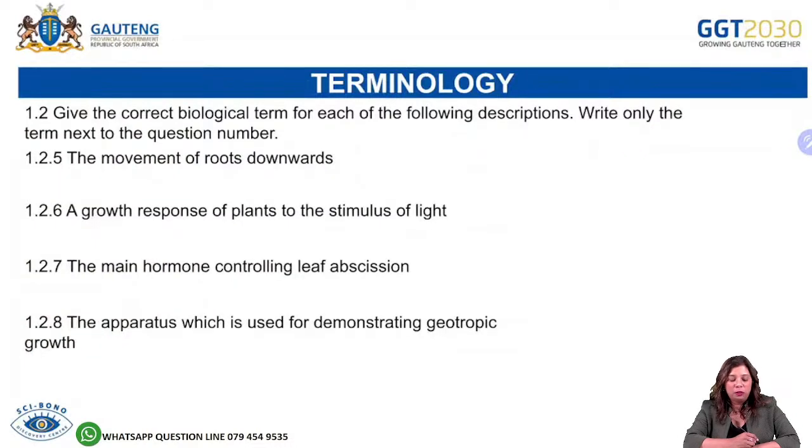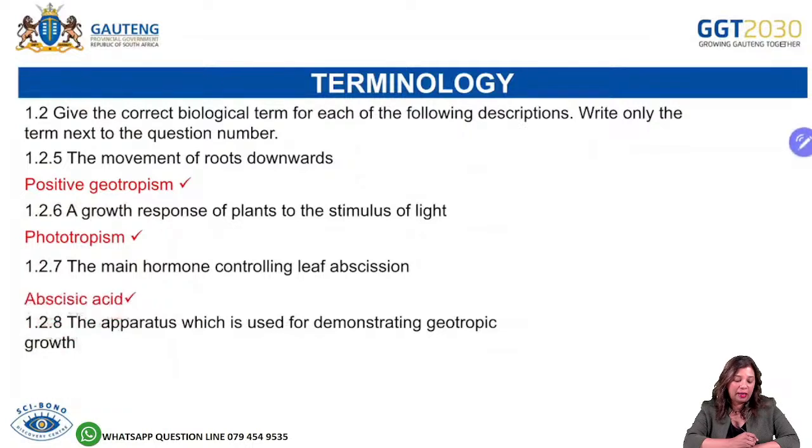The movement of roots downwards would be positive. Remember, positive geotropism. The growth response of plants to the stimulus of light is phototropism. And the main hormone controlling leaf abscission, obviously, will be abscisic acid. The apparatus which is used for demonstrating geotropic growth, you must know this, is the clinostat.